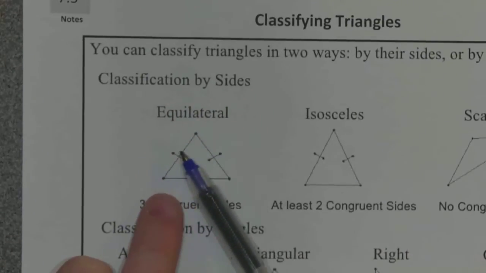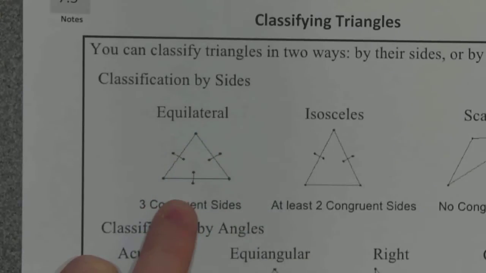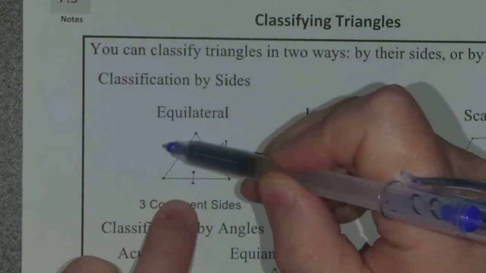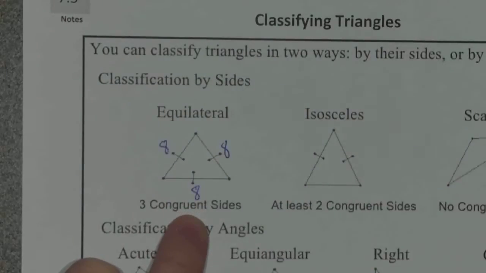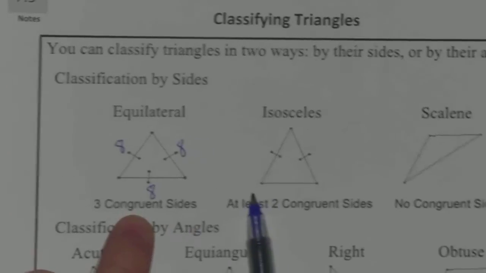If we have three sides that measure exactly the same, it's called equilateral. All three sides measure the same. So if you know that this side measures 8, guess what this side measures? 8, and this one measures 8. All of them would have the exact same measure. When that happens, it's called what? Equilateral. Equilateral, thank you. Okay.